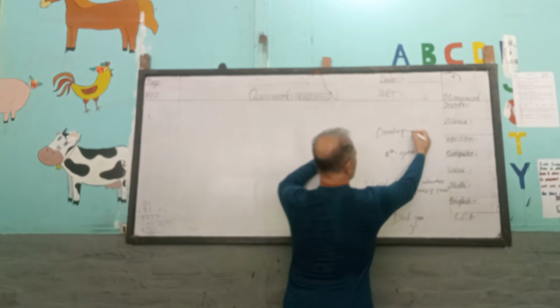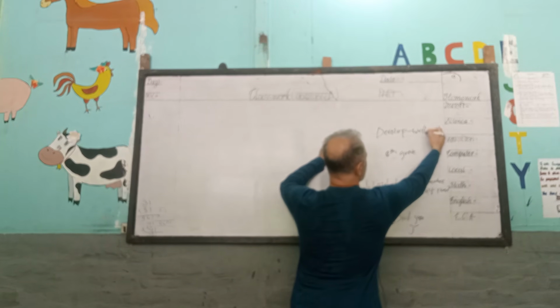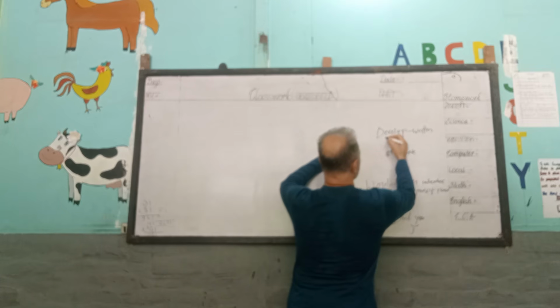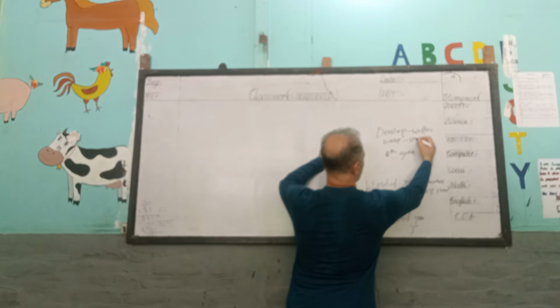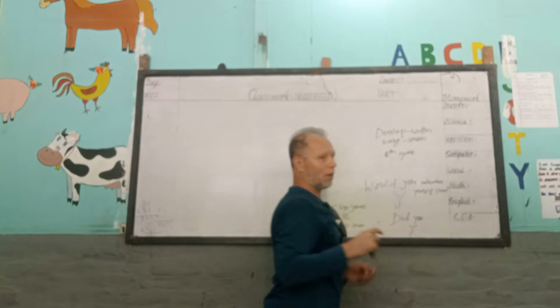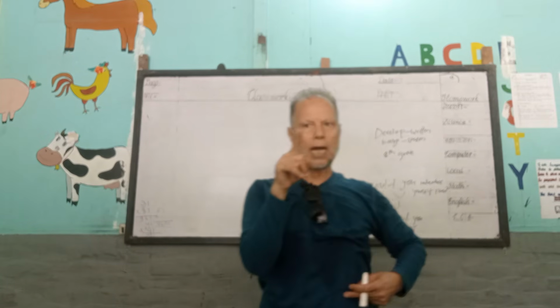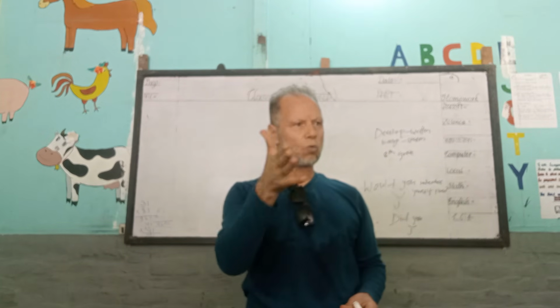D-E-V-E-L-O-P. This is a written, W-R-I. Then this is D-I-V, F-A-L-A-P. This is called schwa vowel. It's a schwa vowel. A-E-I-O-U, five vowels, sometimes Y also.